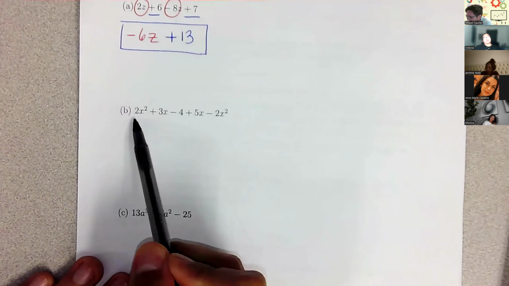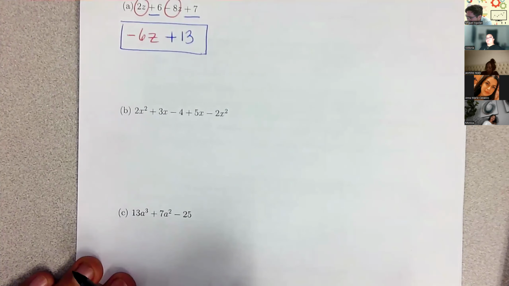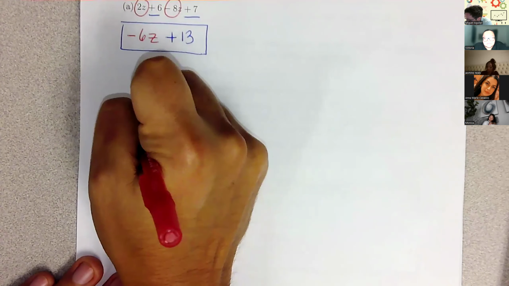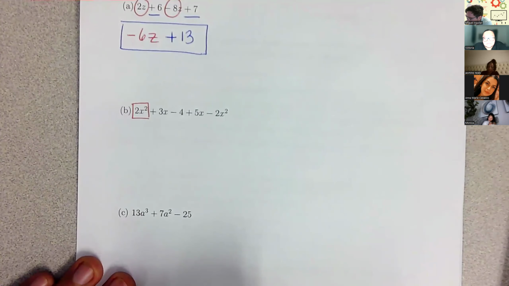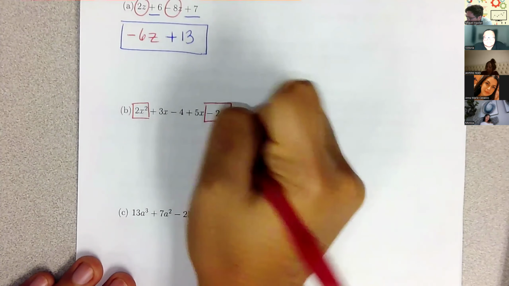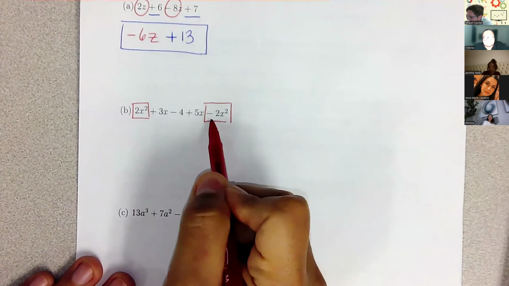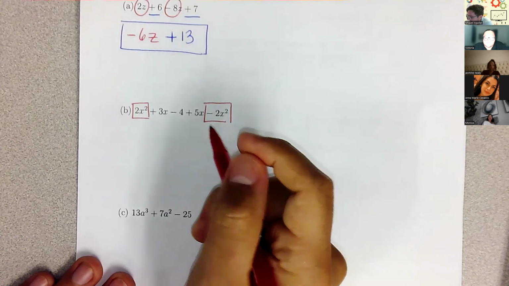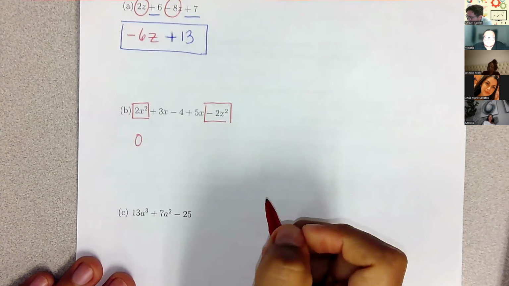Okay, so this next problem here, what are my like terms? The 2x squared. So I have 2x squared here. And what's my other x squared term? -2x squared. So what is 2x squared minus 2x squared? 0. So I'm going to put a 0 here for now.